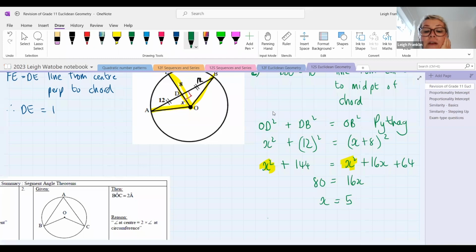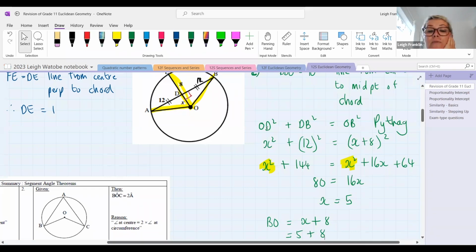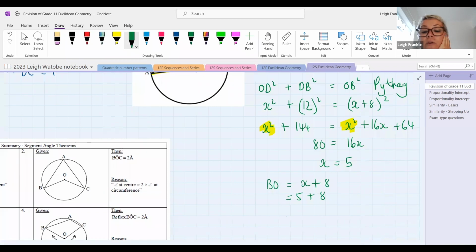Remember, they wanted the length of BO. It was x plus 8, so that gives me 5 plus 8. So therefore, BO is going to be equal to 13.